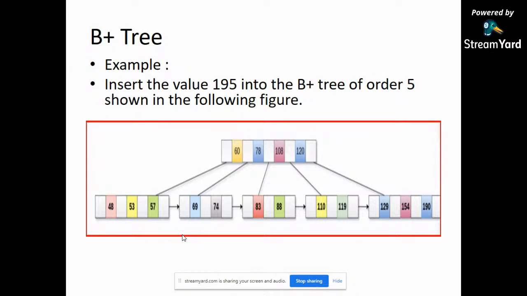The tree is of order 5. The order of the tree is very important. So the order of the tree is 5 and we have to insert 195. 195 is greater than 120, so we'll directly come to the right of 120. Here we have 129, 154, 190 and 200. 200 is not displayed in the diagram, but we have 200 there. So already we have 129, 154, 190 and 200. Four key values are already there, and the order of the tree is 5, so at most we can have 4 keys.